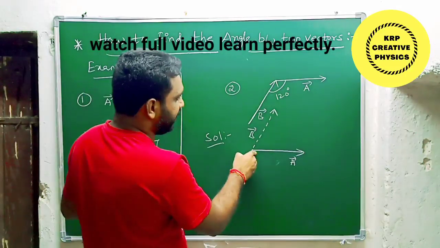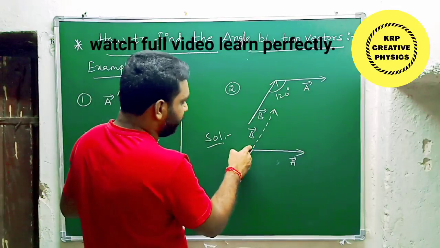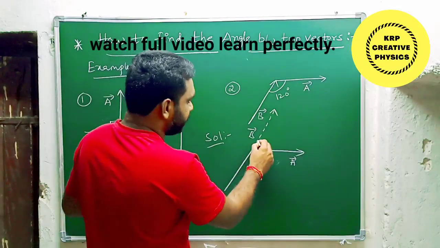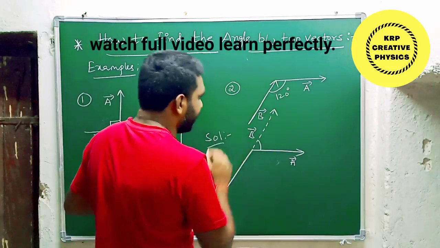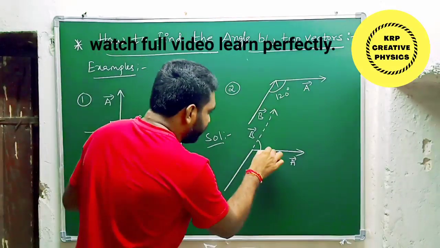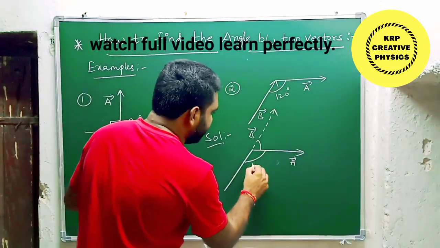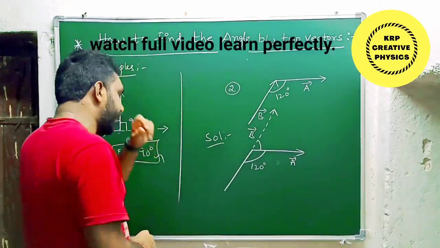I am going to redraw the diagram. So this is the tail of vector B, this is the tail of vector A. So this is a correct angle. Okay? So now according to the question, how much angle do we have here? 120 degrees is there between A and B.